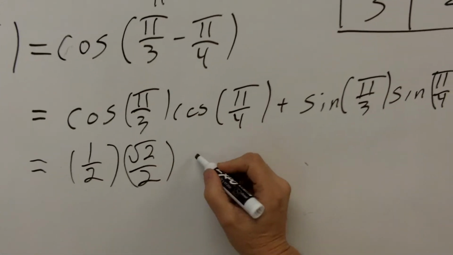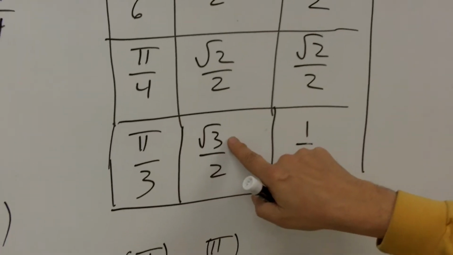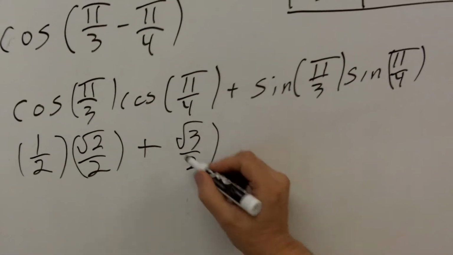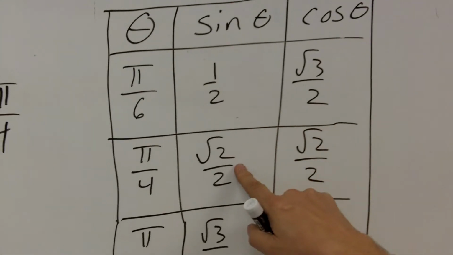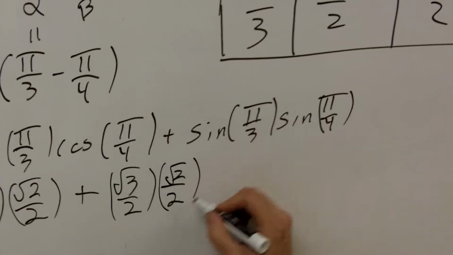And then I do the same thing for my sine. The sine of pi over 3, which is my second column, is going to give me square root of 3 over 2. And my sine of 45 degrees, or pi over 4 radians, is square root of 2 over 2. So then just multiply that out and simplify.